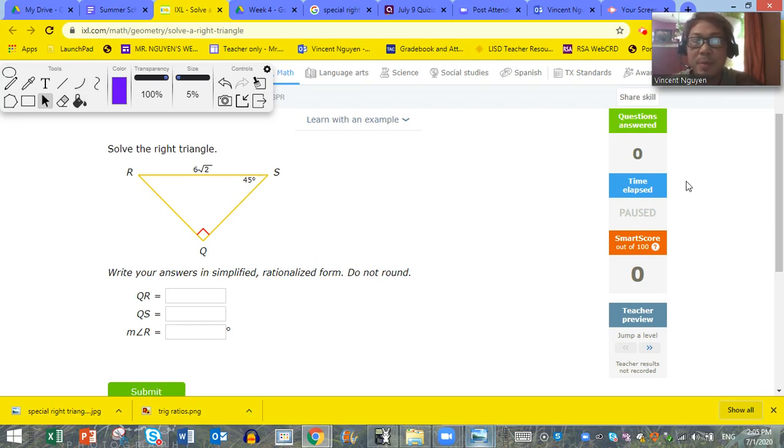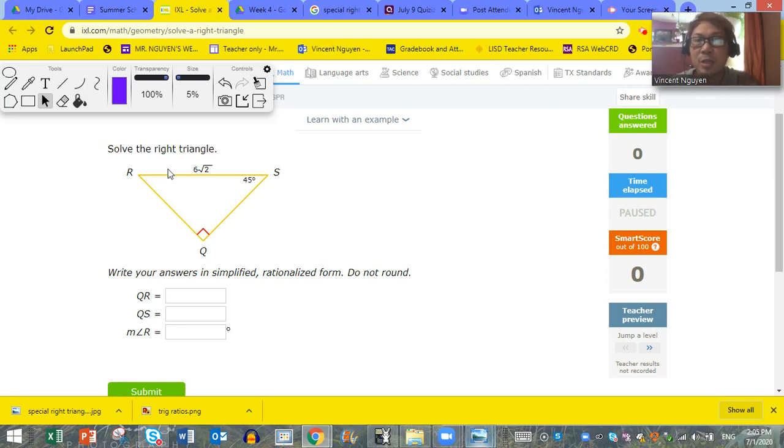And today we're going to be solving for a right triangle. What does that mean? Solving for a right triangle means looking for all the missing parts of a right triangle. So whether it's the sides or the angles, we'll be looking for all the parts, okay? Using the given information, of course.